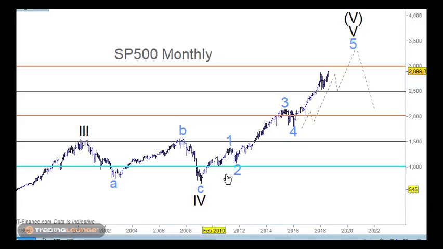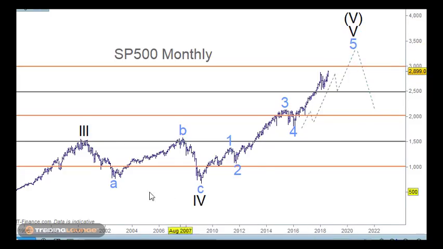And then from wave 4 we've been working up for wave 5, and we've got waves 1 and 2, 3 and 4, and we're moving up into wave 5 here. So this run from 2016, we're counting 5 waves in this structure for this completion.